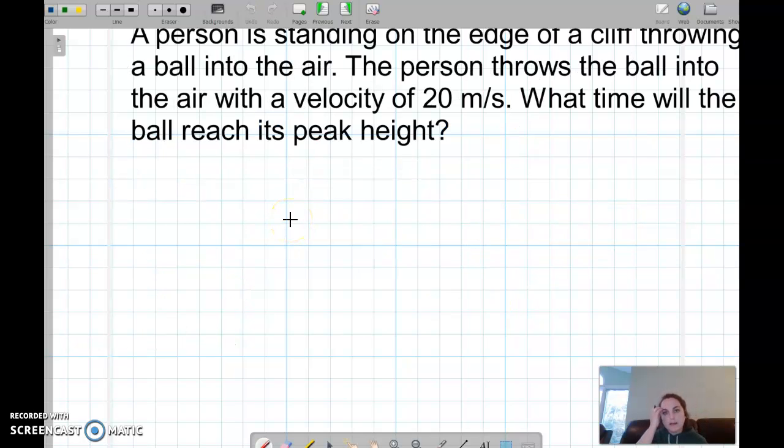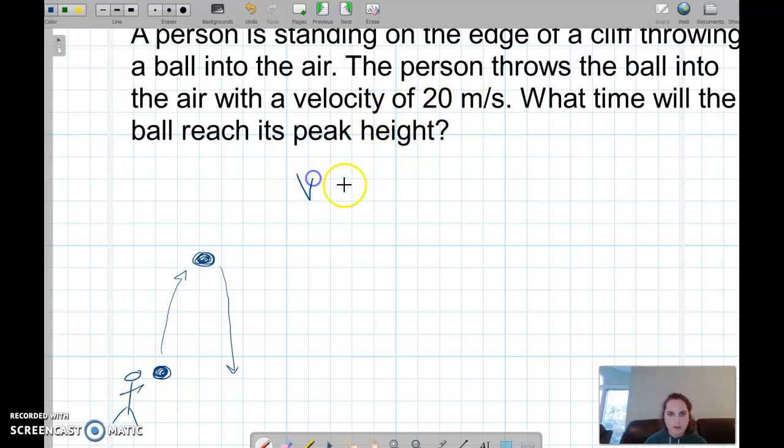A person is standing on the edge of a cliff throwing a ball into the air. The person throws the ball into the air with a velocity of 20 meters per second. What time will the ball reach its peak height? So we are a person standing on the edge of a cliff for some reason, and we are throwing a ball into the air. We know that this ball is going to travel up, reach a peak height, and then start to travel back down. We are asked to solve for the time it would take for the object to reach its peak height right here.